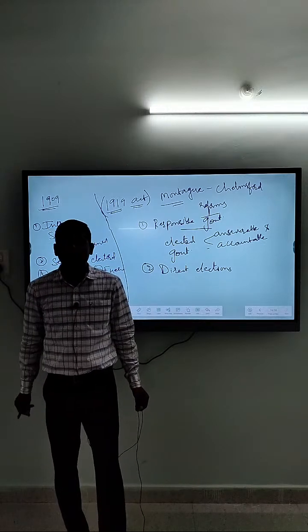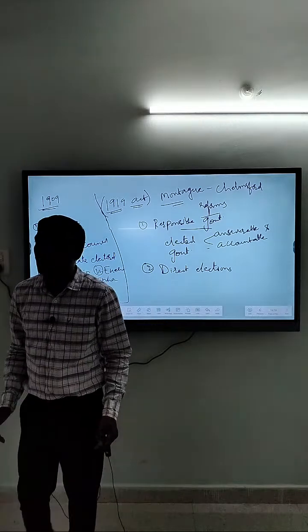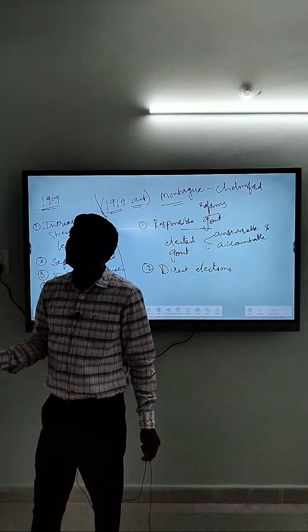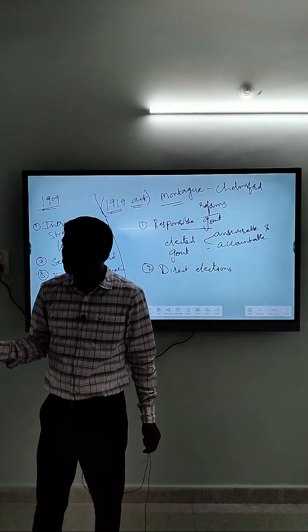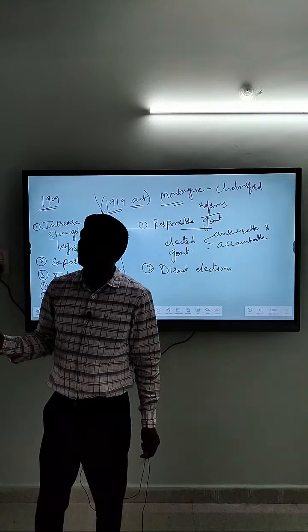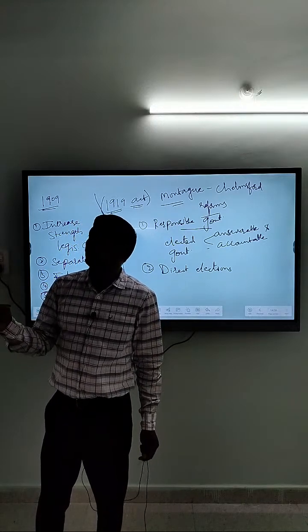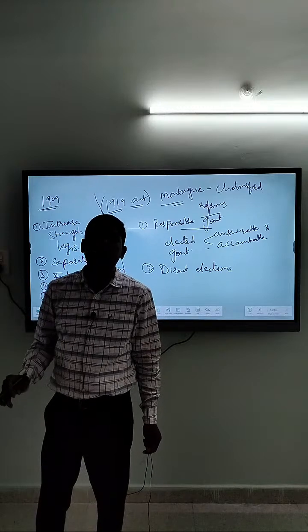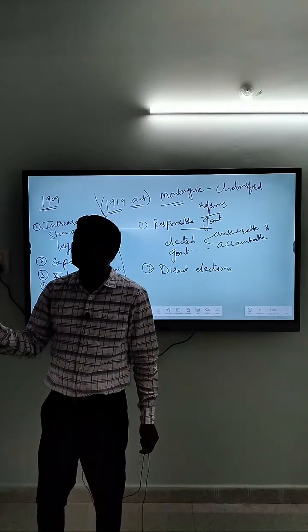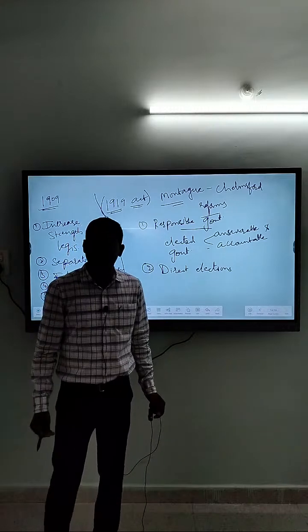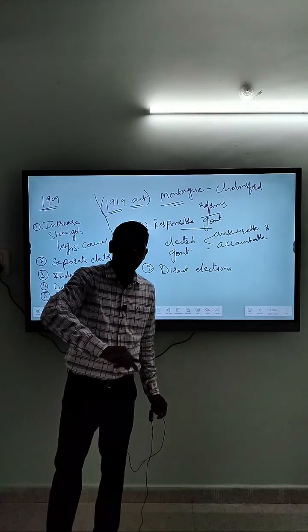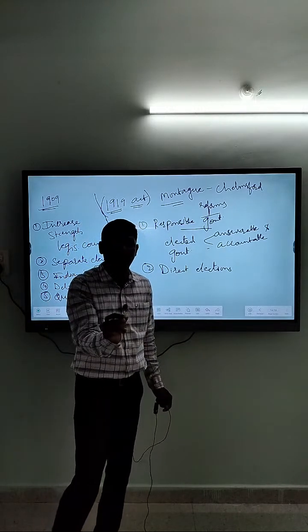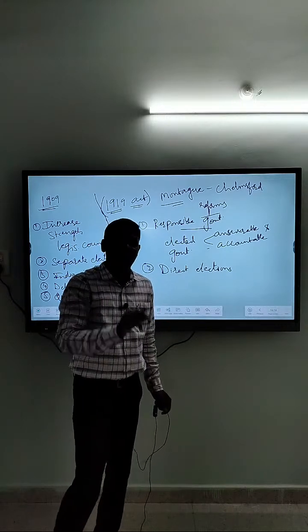But coming to the 1919 Act, it has given voting rights on a limited basis. That is, on a limited franchise. That means not all the people, only limited sections of Indian society are given the voting rights.